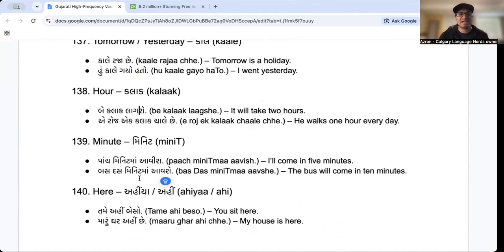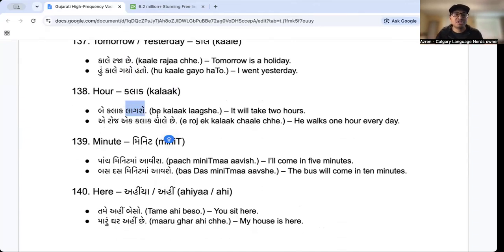For example, be kalak lagse. It will take 2 hours. This verb lagvu is what we use if something's going to take a certain amount of time. Even though lagvu actually has a completely different meaning, it also can mean take in the context of something taking a certain amount of time.